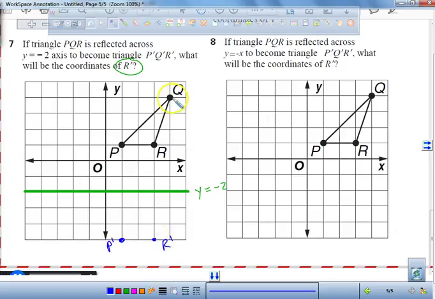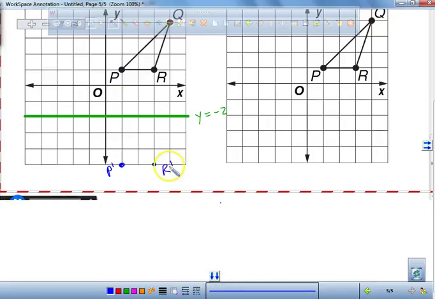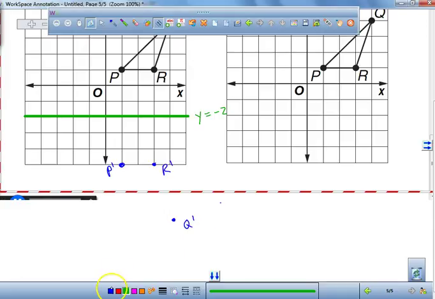How many points would I have to go down for Q? 1, 2, 3, 4, 5, 6. 1, 2, 3. I'm getting estimated, right? 4, 5, 6. So probably right about in there, and that would be your Q prime. We kind of ran out of real estate, but that's okay, because we can use our estimating skills. Estimating is pretty important in life.